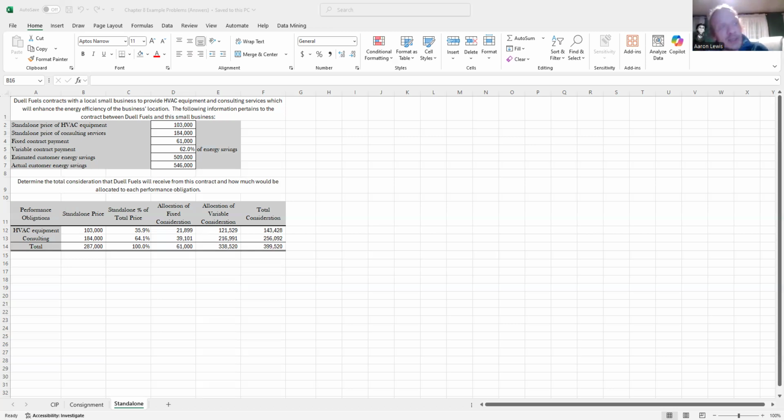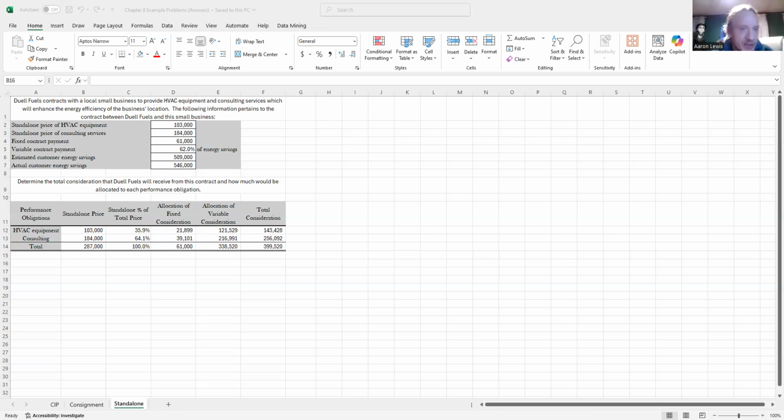the standalone method. The standalone method essentially states that you are going to assign a prorated portion of consideration to each product based upon what portion of the total cost that customers would have paid each product would have been had they bought everything standalone. So our HVAC equipment sells standalone for $103,000 for the stuff that they bought. We would typically charge $184,000 for yearly consulting services. If you add those two numbers together, that means that if we didn't offer this other alternative for consideration, if we forced this local small business to buy these standalone, it would have cost them $287,000.